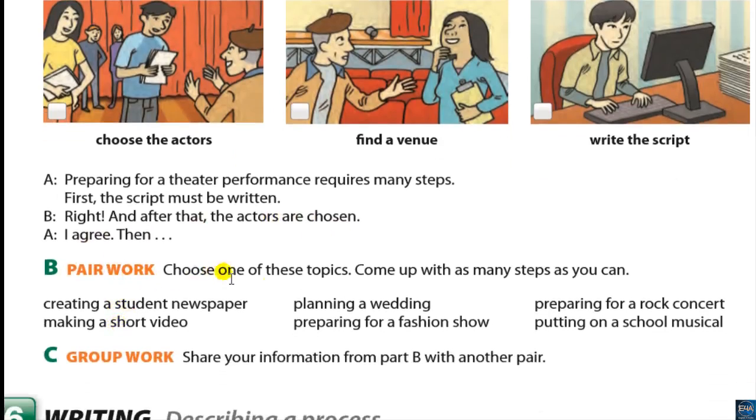Pair work. Choose one of these topics. Come up with as many steps as you can. So here in this exercise, you're going to have many topics and you try to make them into different steps. Creating a student newspaper, making a short video, planning a wedding, preparing for a fashion show, preparing for a rock concert, putting on a school musical. You will try to make steps for every event.